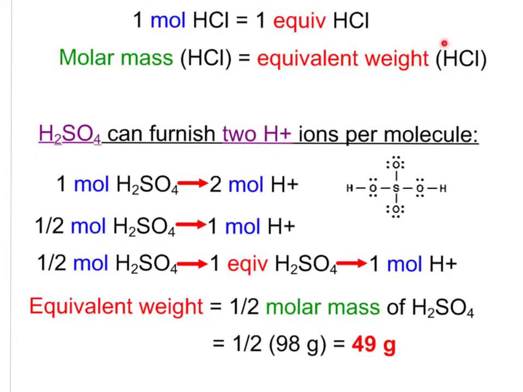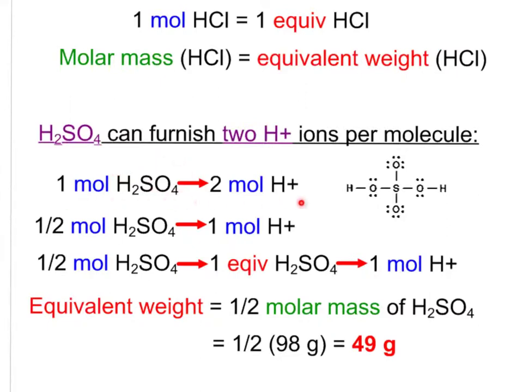So let's look at a different acid besides a really simple one. Let's look at something like sulfuric acid. Sulfuric acid in its molecule has 2 hydrogens, right? So it can furnish 2 hydrogen ions per molecule. Just a little bit different. So 1 mole of sulfuric acid furnishes 2 moles of hydrogen ions. Every time we have 1 mole of this molecule, we get 2 moles of hydrogen ions, because this dissociates in water. We get 2 hydrogen ions and a sulfate ion.